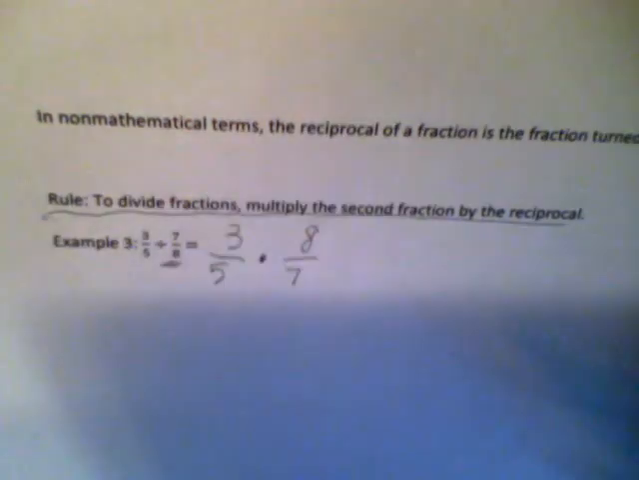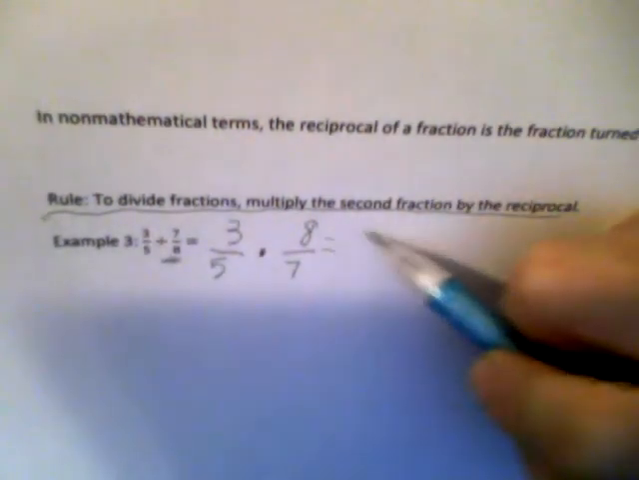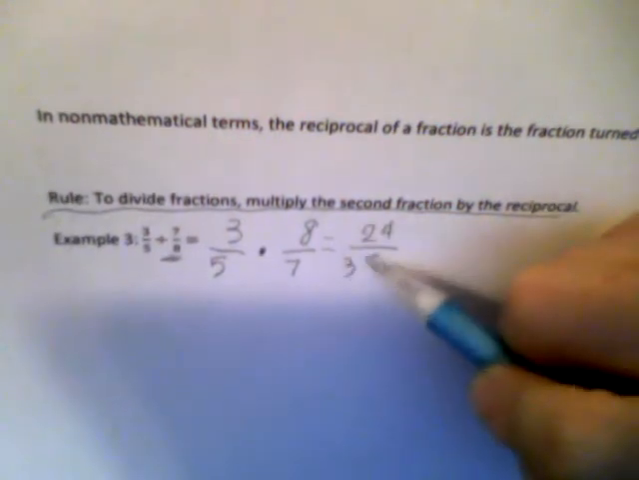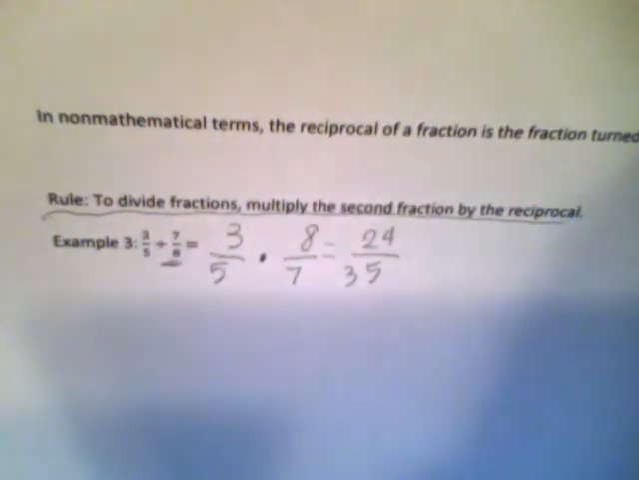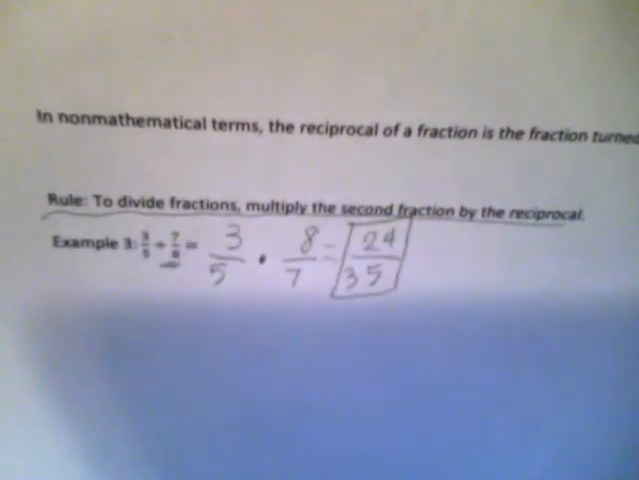So now my problem is 3 over 5 times 8 over 7, and we can solve this pretty easily. I multiply 3 times 8 together, I get 24, and then 5 times 7 is 35. So 24 over 35 is my final answer. Let's look at a few more. Let's look at the problem on the next page.